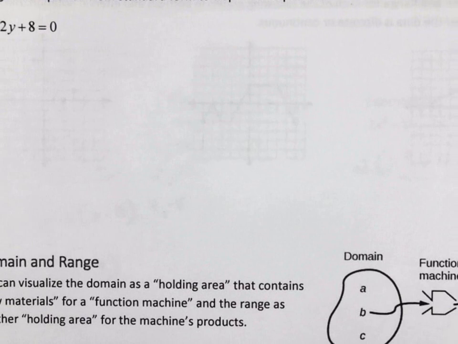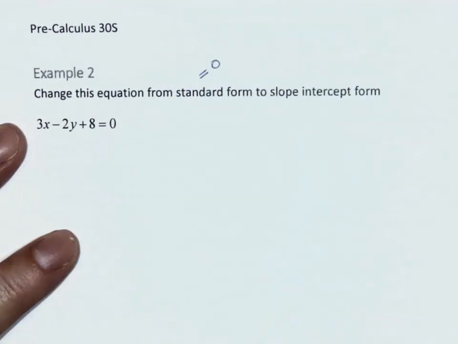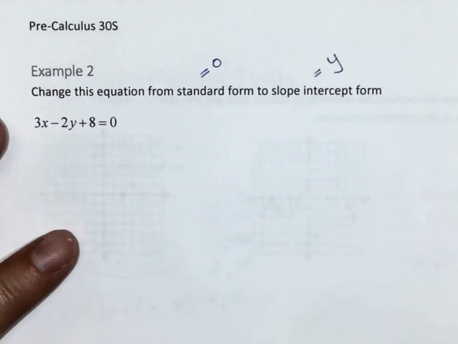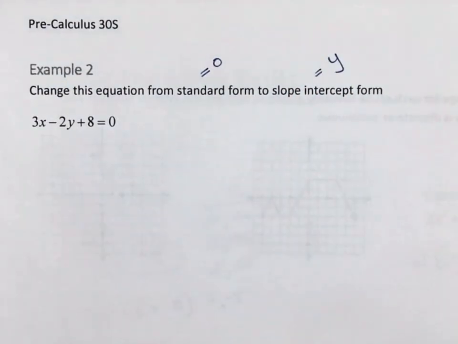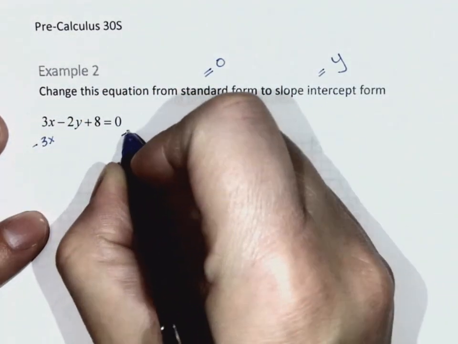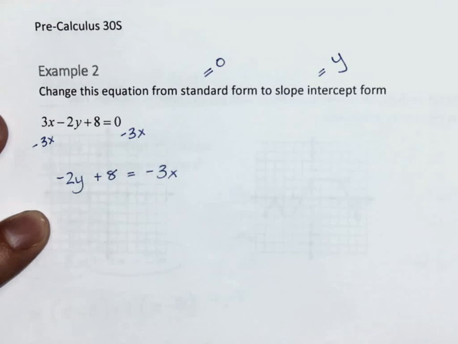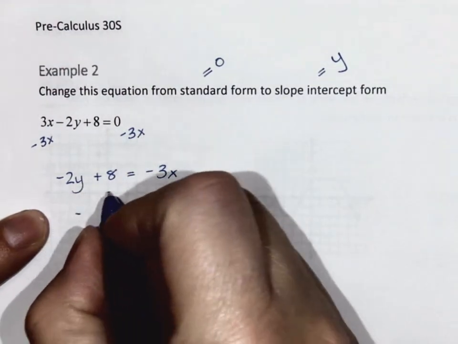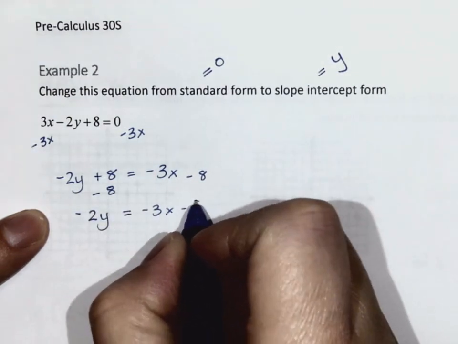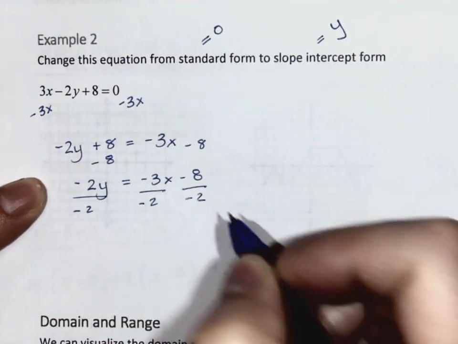All right, so now we're going to change this equation from standard form. So standard form, we're equaling 0. And slope intercept, it's going to equal y. So we have to rearrange this equation so y is on one side and everything else is on the other. So I'm going to minus 3x from both sides. So I'm going to have -2y plus 8 equals a -3x. I want to move that 8 as well, so I'm going to minus 8 from both sides. So I'm going to have -2y equals -3x minus 8. I'm going to divide by -2, but I have to divide every term by -2.